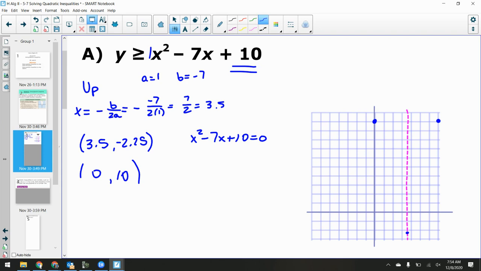Oh, sweet, this one factors. Nice. Factors of 10 that add to negative 7: negative 2, negative 5. So that means my two zeros are x equals 2, x equals 5.